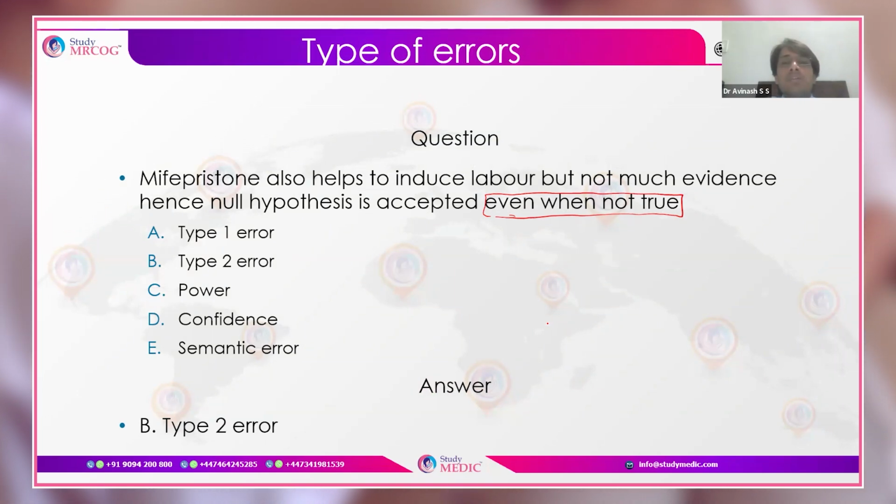Hence, null hypothesis accepted even when not true. The null hypothesis states mifepristone does not help to induce labor. Okay, so we know it is not true. We should have rejected it, but we have not rejected it and concluded there is no effect of mifepristone on induction of the labor. So we are giving a false negative report here. It is type 2 error.